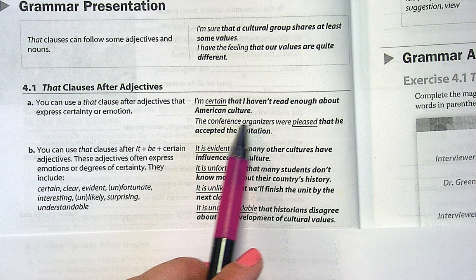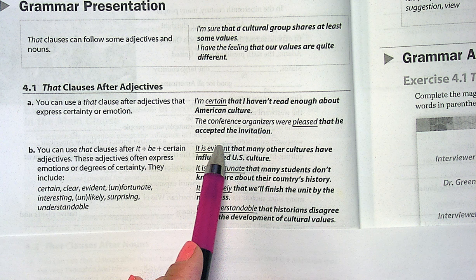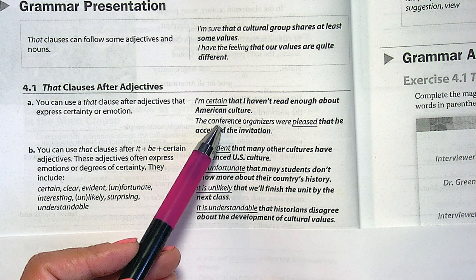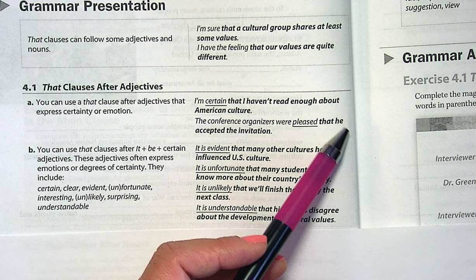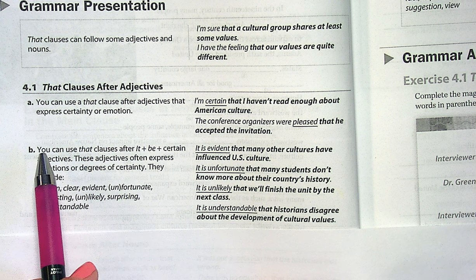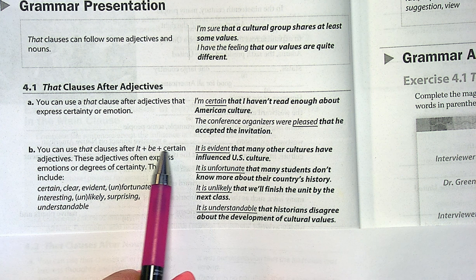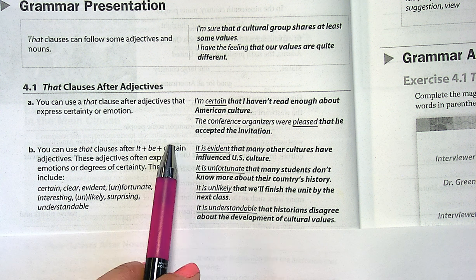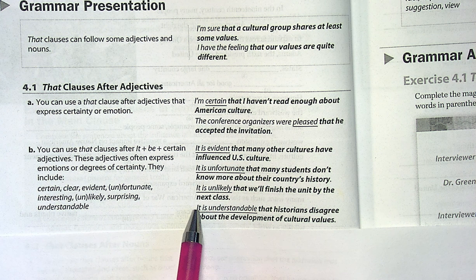The conference organizers were pleased that he accepted the invitation. He accepted the invitation, and this action pleased the conference organizers. So in this case, we have another adjective, and we are giving more information to help us describe the situation that caused that feeling. You can use that clauses after it plus be plus some adjectives. So we've got it is blank. For example, it is evident, it is unfortunate, it is unlikely, it is understandable.